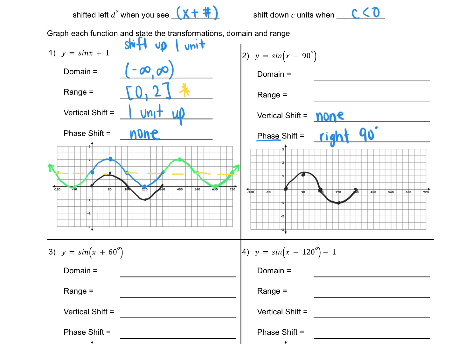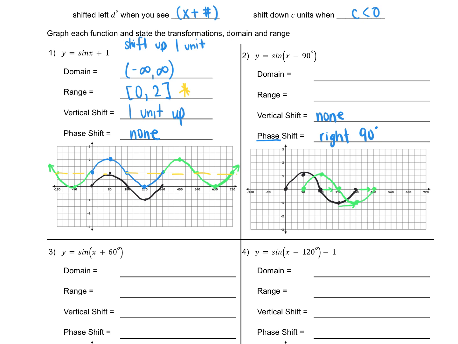All right, so I'm going to take this to the right 90 degrees. So the point that is currently at the origin is now going to be 90 degrees to the right. The maximum is now going to occur at 180 degrees. The point at 180 is going to be at 270. The point at 270 is now at 360. And the point at 360 is now going to be at 450. So everything just moved over 90 degrees.